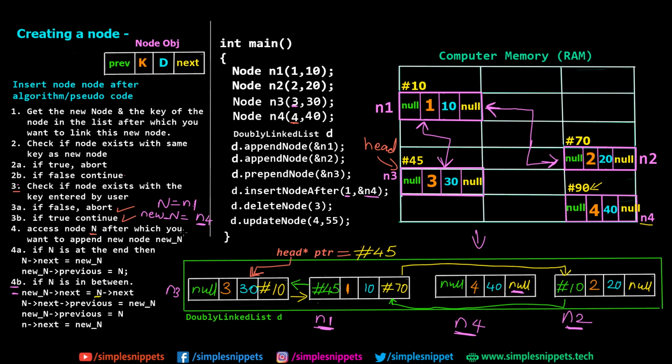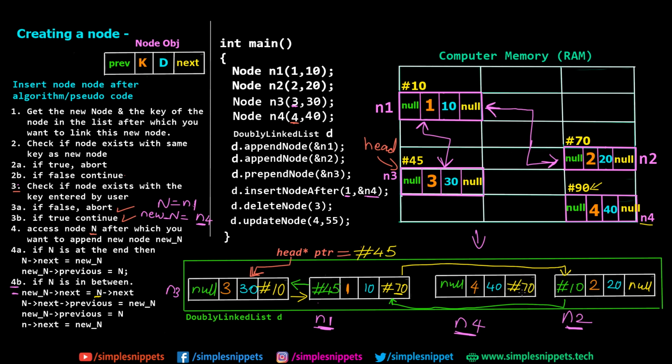What is n over here? n is n1, and n of next is the address, which is hash 70. So we are saying n4 of next, which is null, should store n1 of next, which is hash 70. So let's make that change quickly. So we did hash 70.